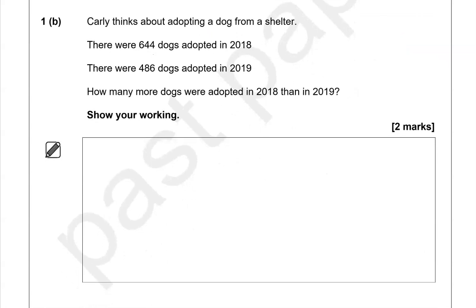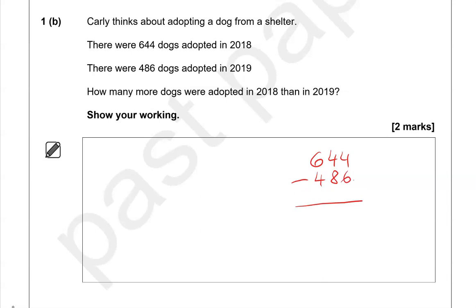Kylie thinks about adopting a dog from a shelter. There were 644 dogs adopted in 2018. There were 486 dogs adopted in 2019. How many more dogs were adopted in 2018 than in 2019? So we've got 644. If we take away 486, it should give us how many more?